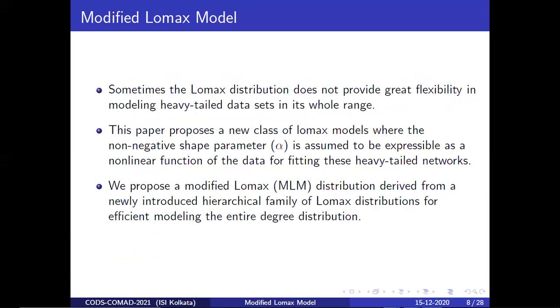Now, sometimes this Lomax distribution doesn't provide great flexibility in modeling heavy-tail datasets in their whole range. This paper proposes a new class of Lomax models where the non-negative shape parameter, that is alpha, is assumed to be expressible as a nonlinear function of the data for fitting these heavy-tail networks. We propose a new modified version of Lomax distribution. We name it the modified Lomax model, derived from a newly introduced hierarchical family of Lomax distributions for efficiently modeling the degree distributions in their whole range.